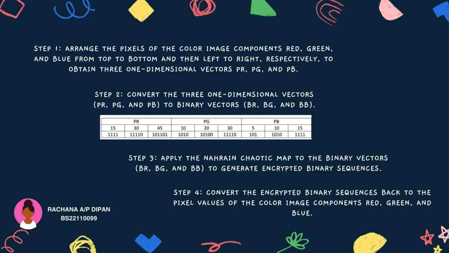Step 3. Apply the Narin chaotic map to the binary vectors to generate encrypted binary sequences. Last but not least, step 4. Convert the encrypted binary sequences back to the pixel values of the color image components red, green, and blue.